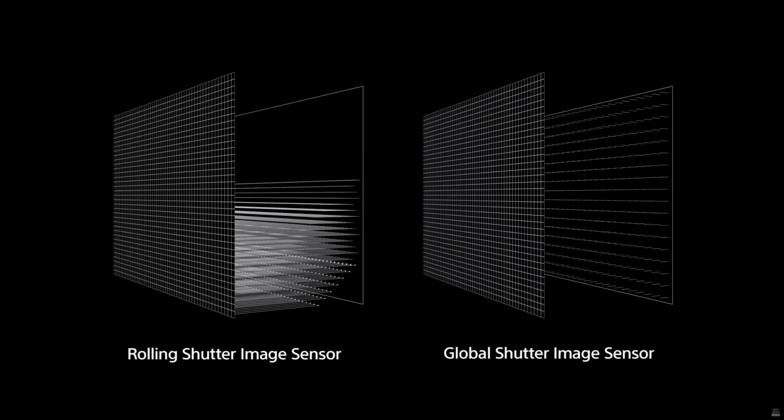Hi folks, as you know, the Sony A9III is introducing a new technology for hybrid cameras, which is called global shutter sensor. And today I want to talk about two particular aspects of the global shutter that could be very interesting.